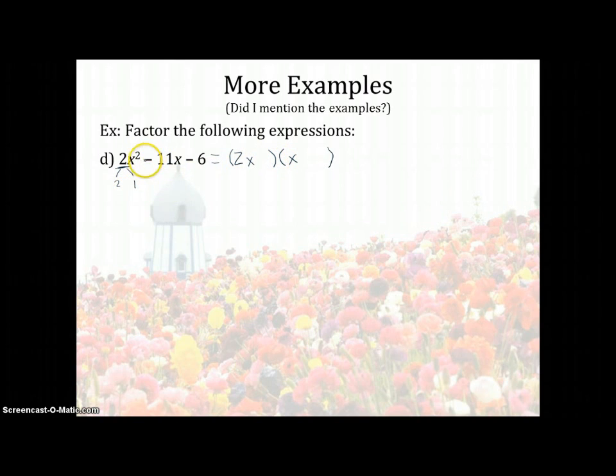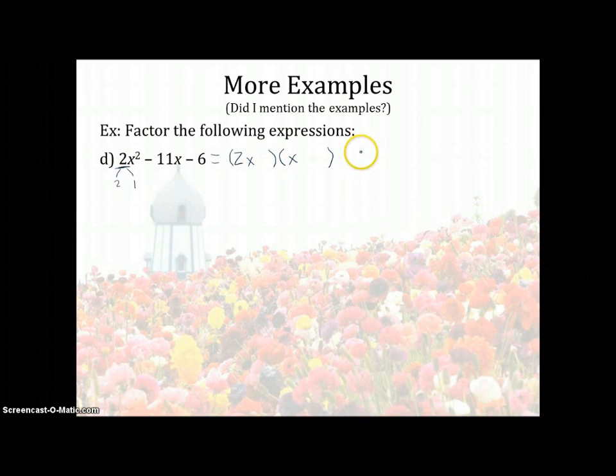Again, we check our signs. Here we have negative and negative, which means we need one negative and one positive. I'm not going to put those signs in just yet, because notice here, it's a little different with the 2 here and the 1 here. It's going to take a little more care to figure out.